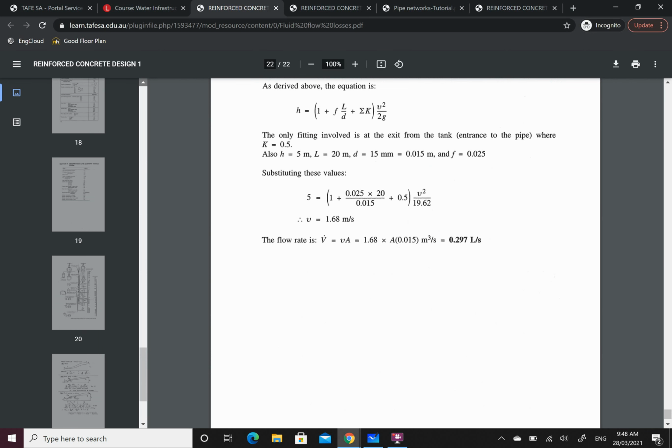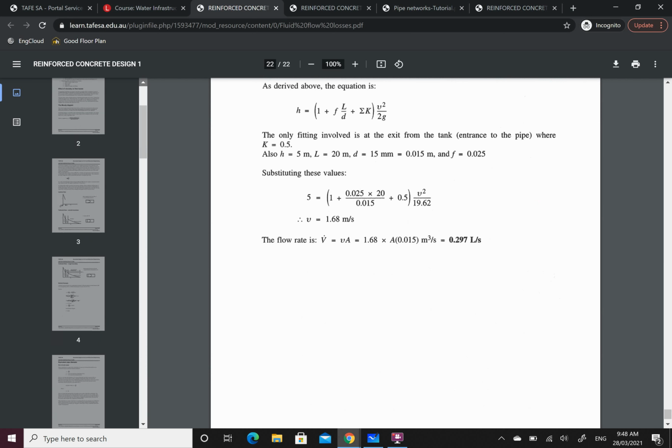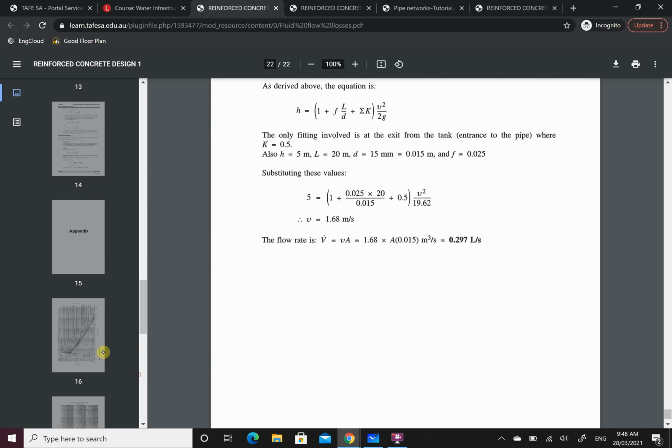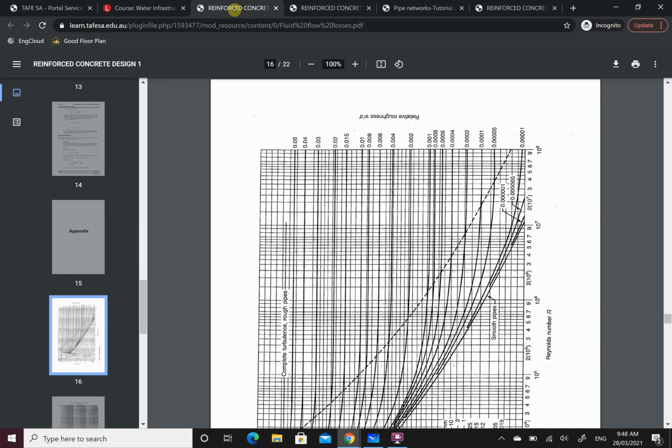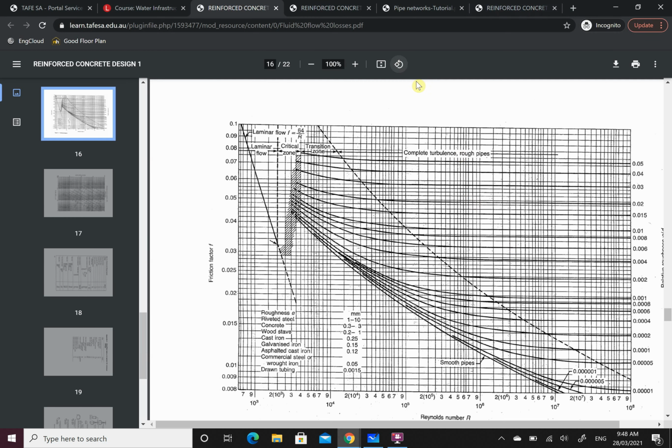Oh, that was a bit much, Nathan. See guys, this is what I'm saying about my laptop being all over the shop. That's okay. Look, we've got reinforced concrete design for all of our water lectures. Anyway, rotate so we can see it.